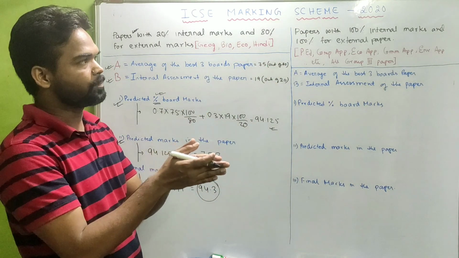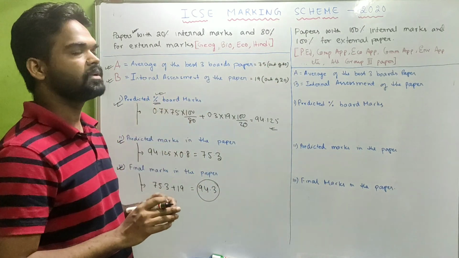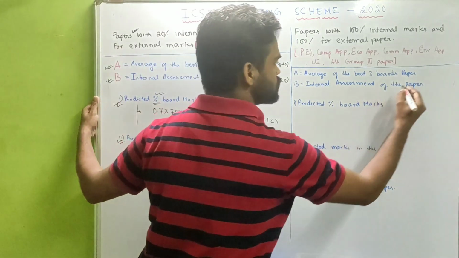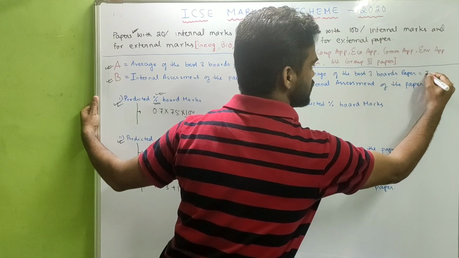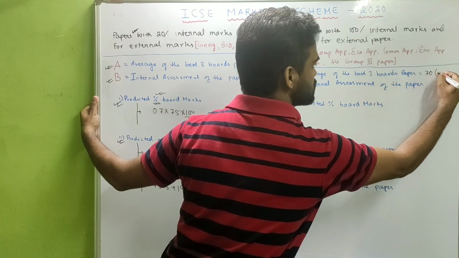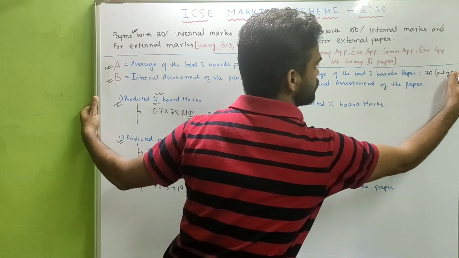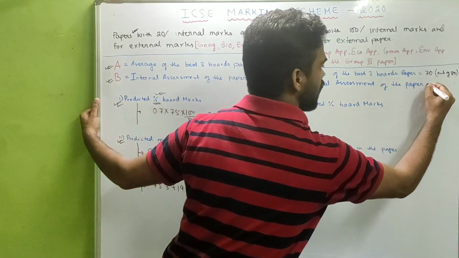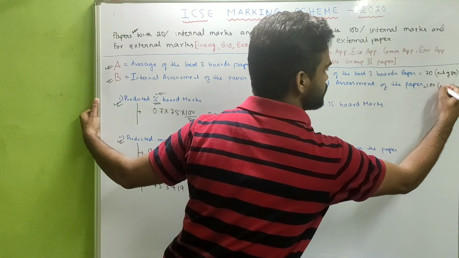Now let us see the paper where you have 100% internal and 100% external. The logic remains the same. Suppose we take another example. Suppose the average you take is 70 and this is out of 80. Internal, suppose you got 100. Generally we get good marks, okay?